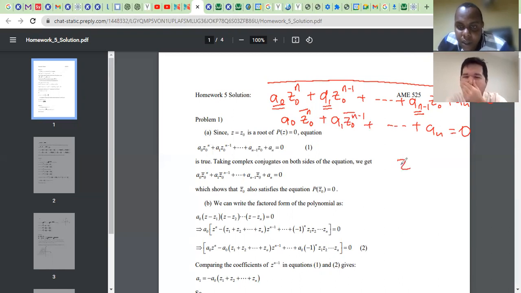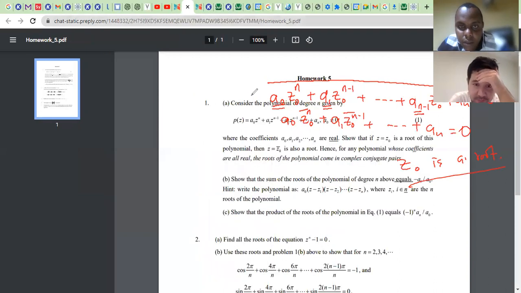And so Z naught bar is a root of this polynomial. It's going to be a root of P of Z. Okay, it was easy. Let's move to another one.